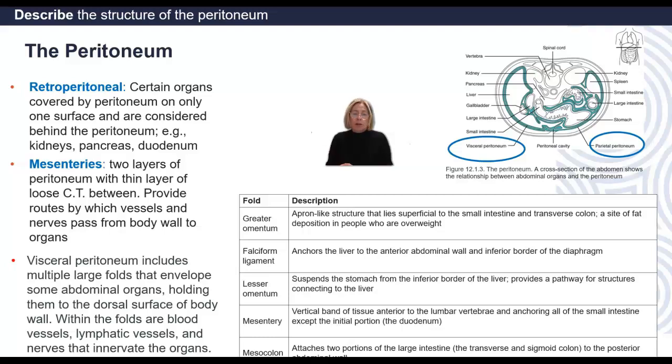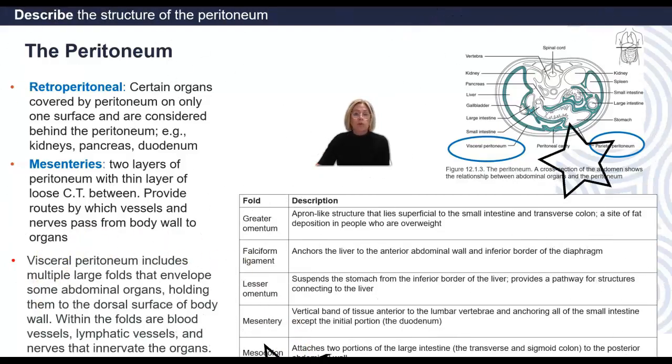Visceral peritoneum includes multiple large folds that envelop some abdominal organs, holding them to the dorsal surface of the body wall. Within the folds are those blood vessels, lymphatic vessels, and nerves that innervate the organs. And these are the 5 peritoneal folds: the greater omentum, the falciform ligament, the lesser omentum, the mesentery, and then the mesocolon as well.